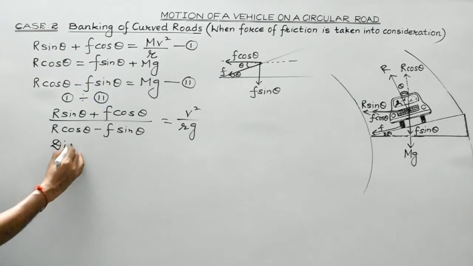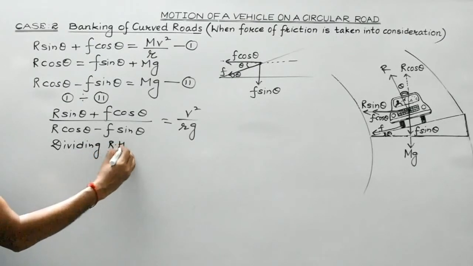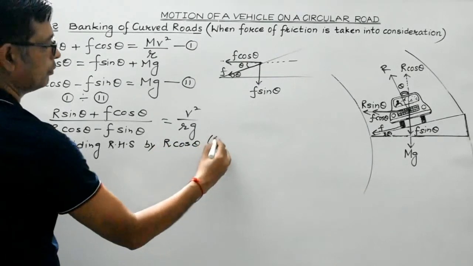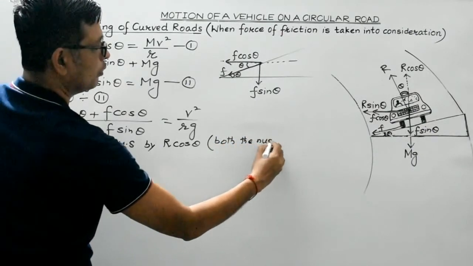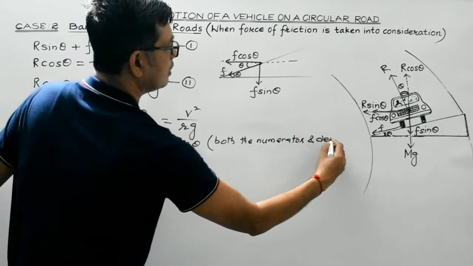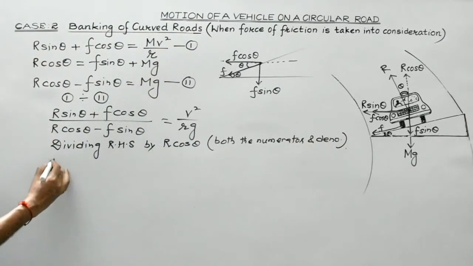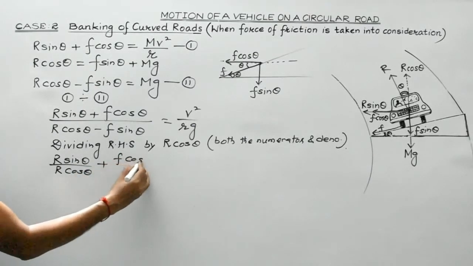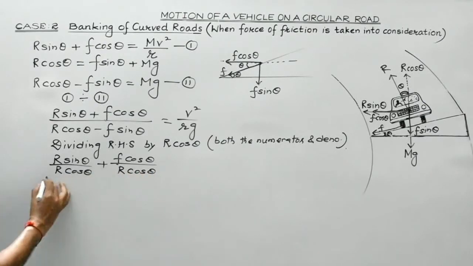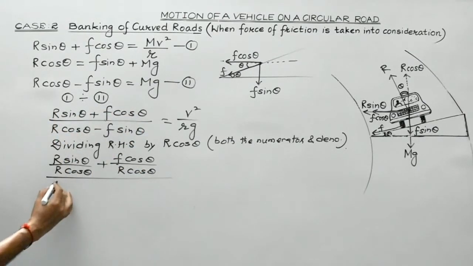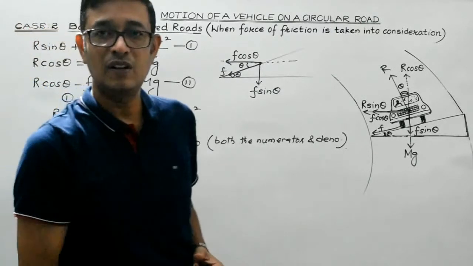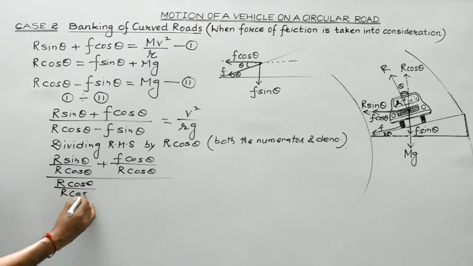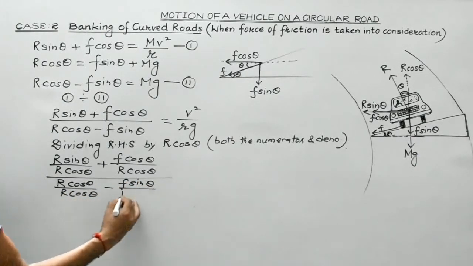So dividing the RHS by R cos theta, both the numerator as well as the denominator, what we get is R sin theta divided by R cos theta plus f cos theta divided by R cos theta. So we have divided the numerator by R cos theta, right? Similarly, in order to compensate for it, we have to divide the denominator by the same R cos theta as well. That is R cos theta divided by R cos theta minus f sin theta divided by R cos theta.